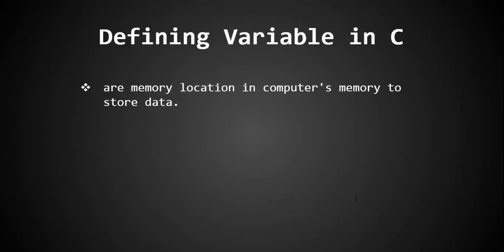So let's see what the definition of a C variable is. Just like I said earlier, it's a memory location in the computer's memory to store data. Like 3 and 4 we are storing in A and B, so those are just for memory allocation. A equal to 3 and B equal to 4 will be pointing to a memory location where the values 3 and 4 will be stored.